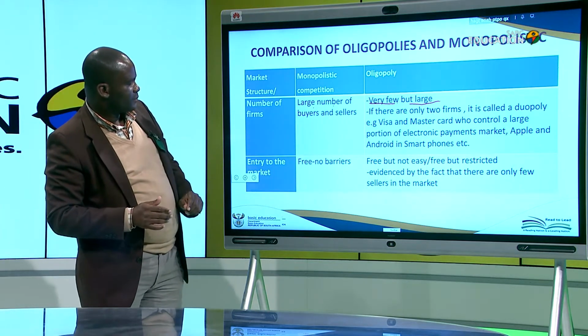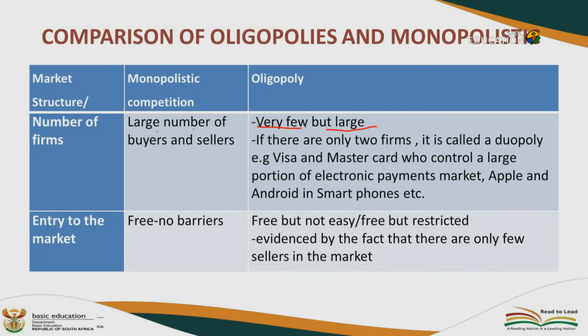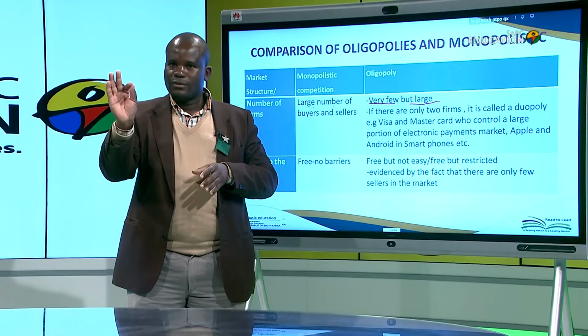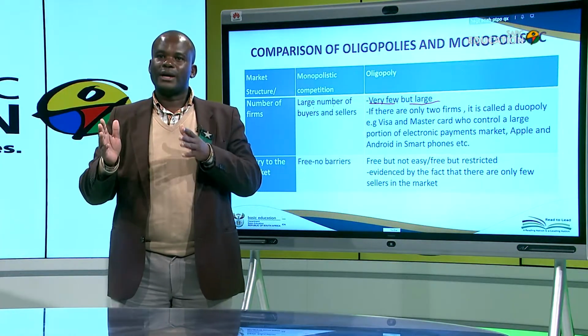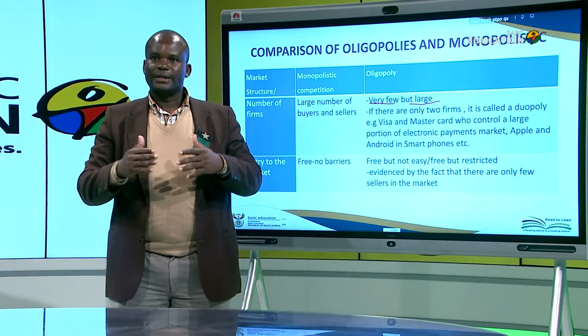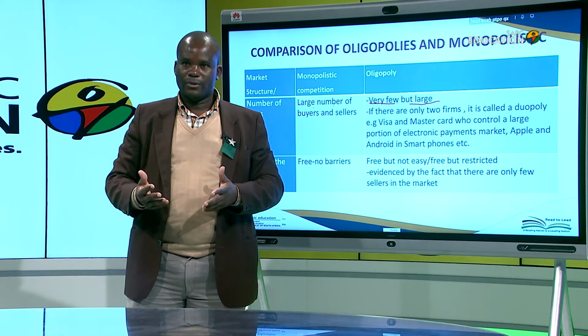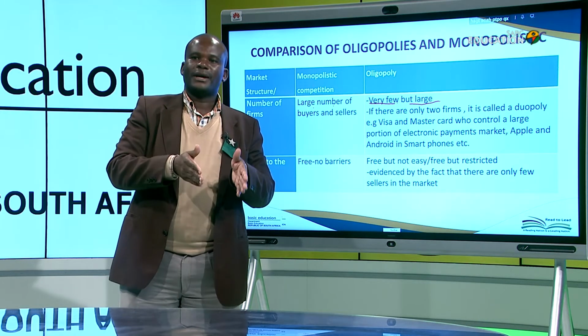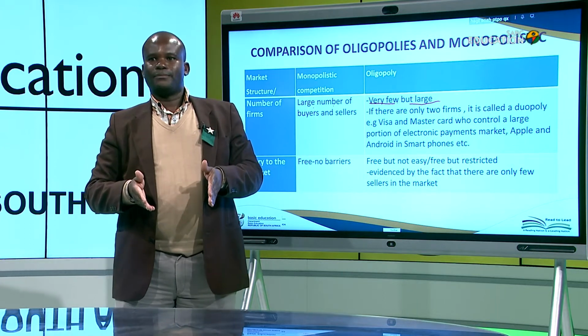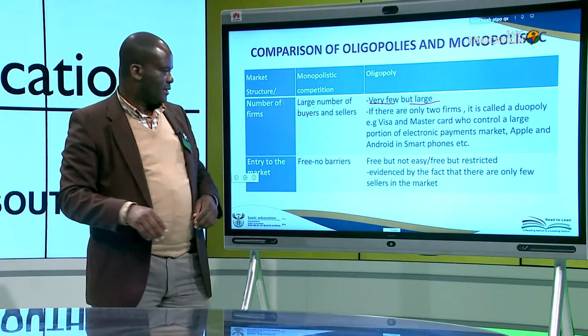Now, entry into the market is free in a monopolistic market. There are no barriers. In oligopoly, it is free but not easy. In other words, it's free, but it's restricted. What shows us that entry in oligopoly is restricted? The fact that there are only a few sellers. It shows us that you might try to enter the market, but it's very difficult. If entry was easy, we could be having as many sellers as possible. So the fact that entry into this market is restricted is evidenced by the idea that there are only a few sellers in the market.